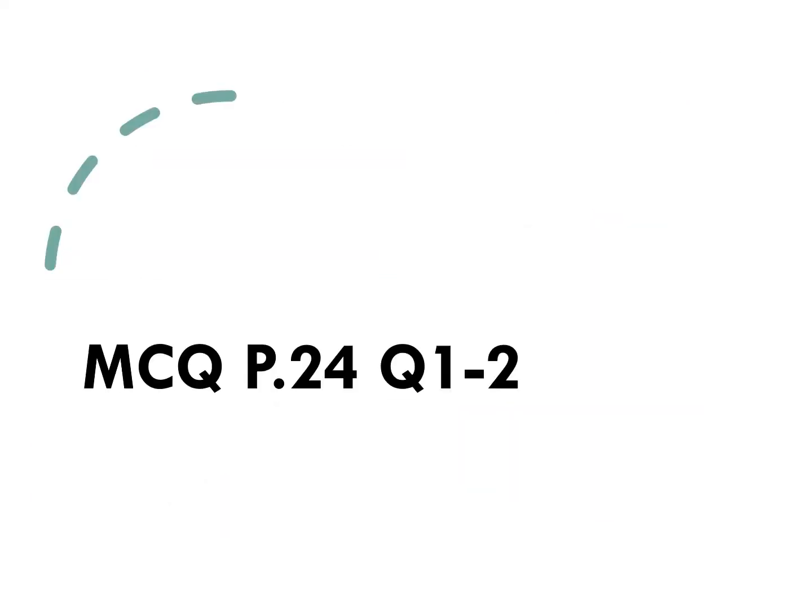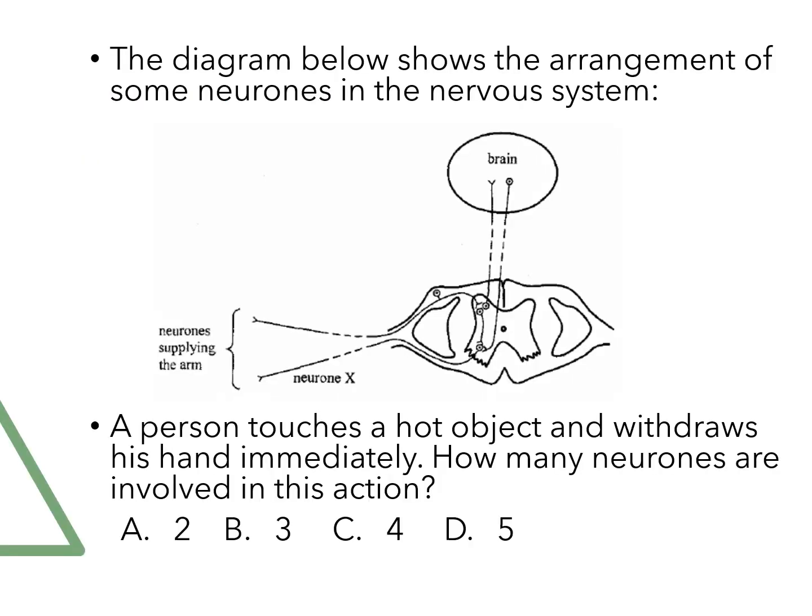Please go to page 24 and finish MCQ question 1 and 2. The diagram below shows the arrangement of some neurons in the nervous system. Question 1. The person touches a hot object and withdraws his hand immediately. How many neurons are involved in this action? So this is a withdrawal reflex.